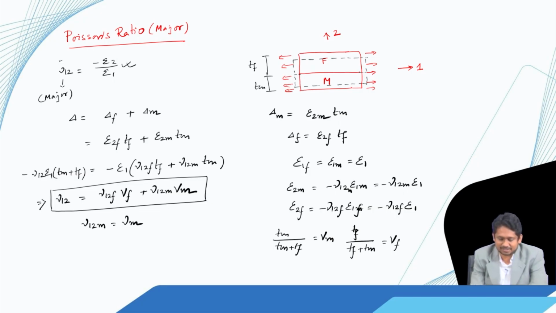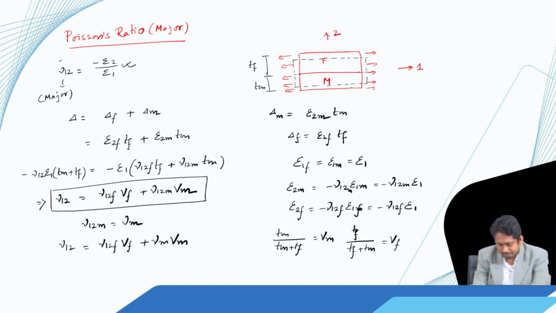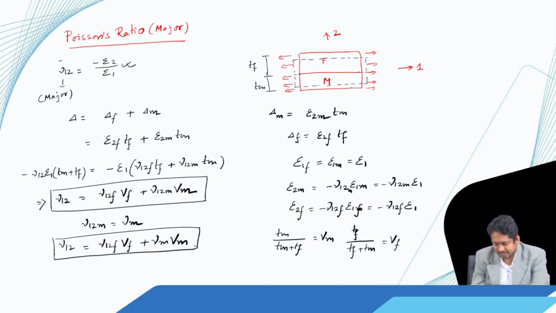However, the fibers are not always isotropic, there are some fibers which are anisotropic, and that is why we have to differentiate between nu 1 2 and nu 2 1 for the fiber. So, with that we can rewrite this as nu 1 2 V f plus nu 1 2 f V f plus nu m V m, incorporating the fact that matrix is generally isotropic.